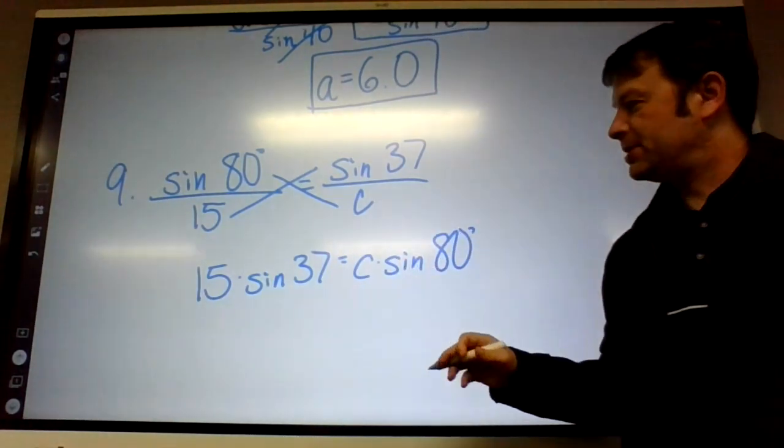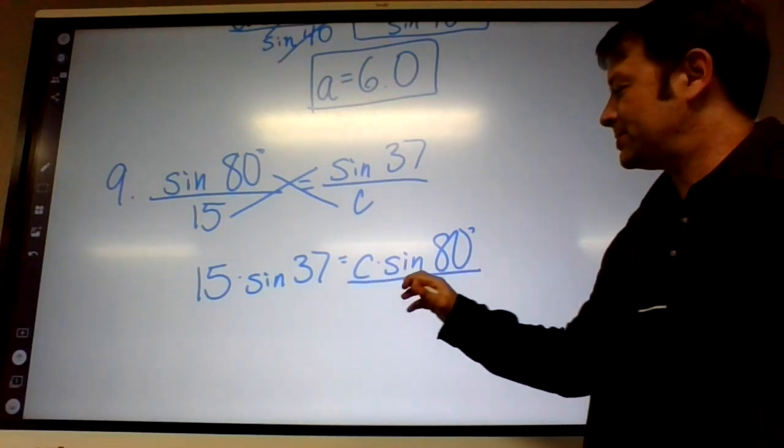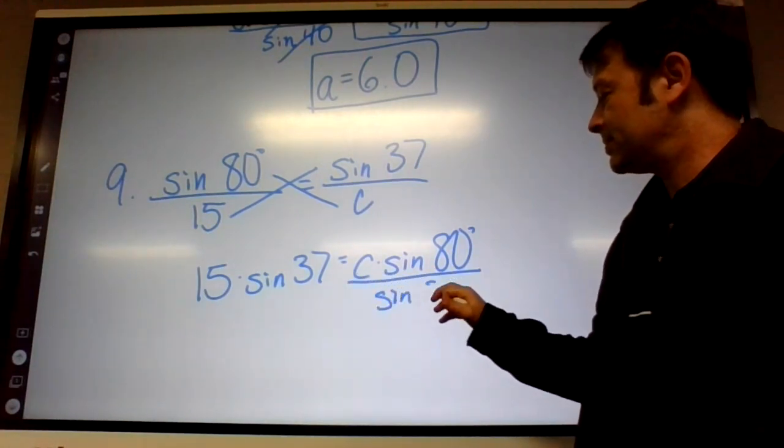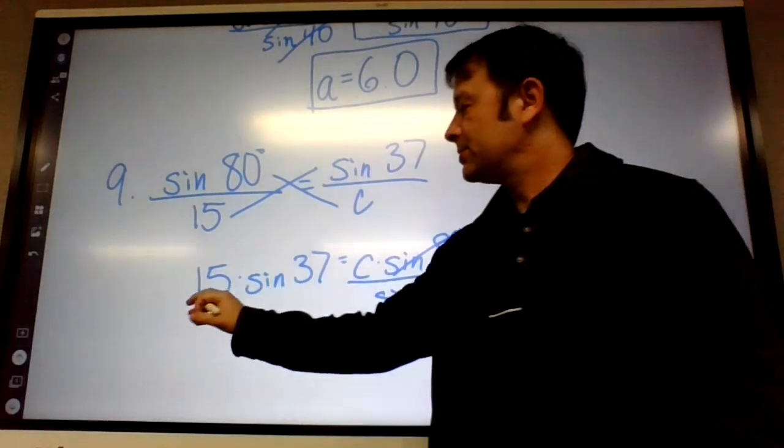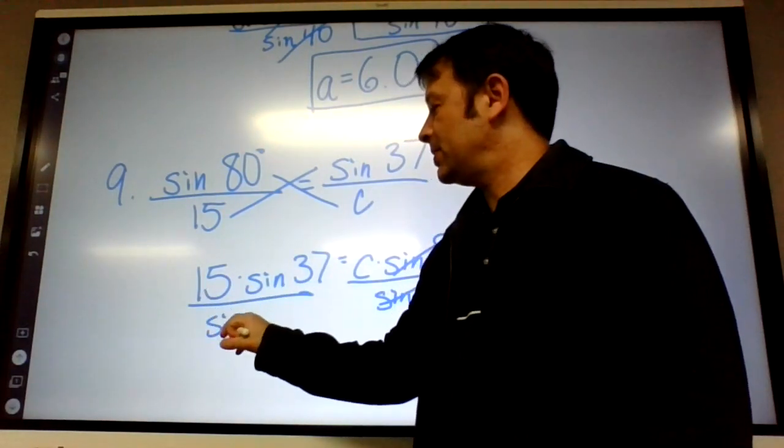Okay, so cross multiply, then to get C by itself, we'll have to divide by sine of 80. So that is what we plug in the calculator.